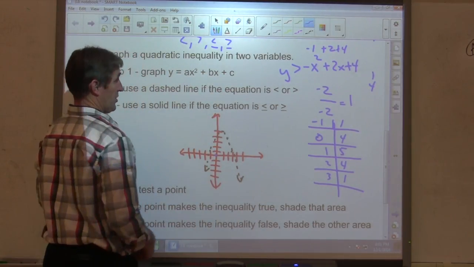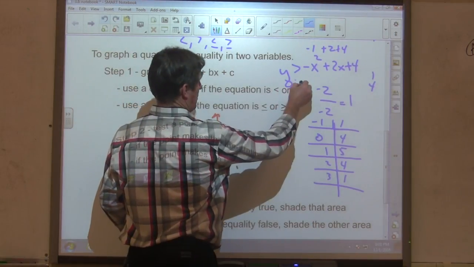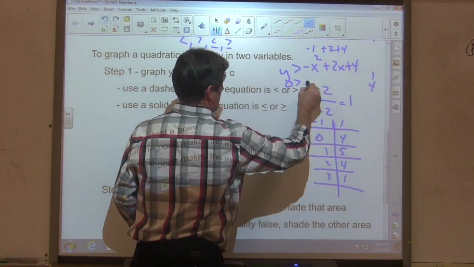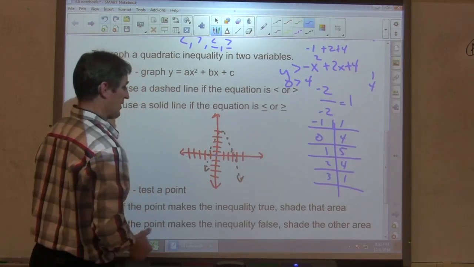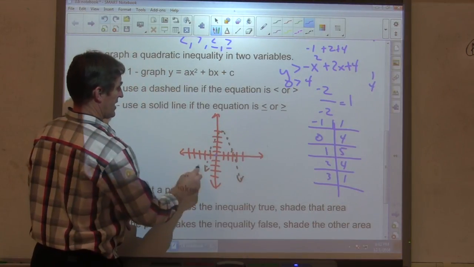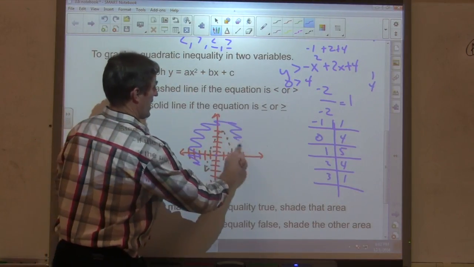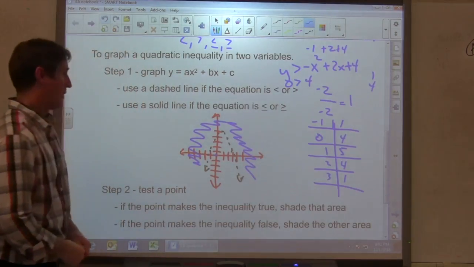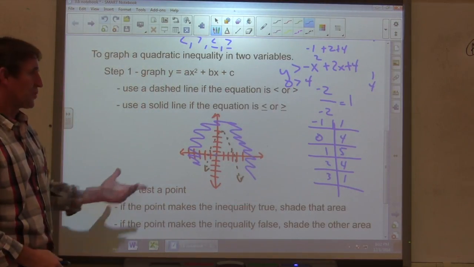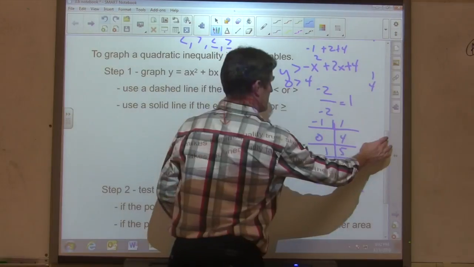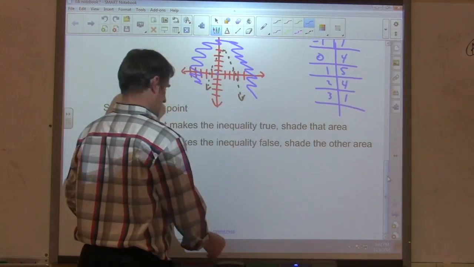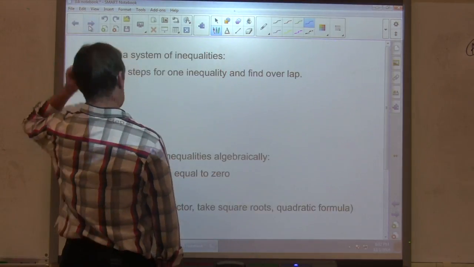So we take (0, 0), we check it. 0 is greater than, that all becomes 0, so 4. 0 is not greater than 4, so since it's inside and it doesn't work, we shade outside. And that would be our graph. All right, so it's real quick to find the points and then find the solution area.